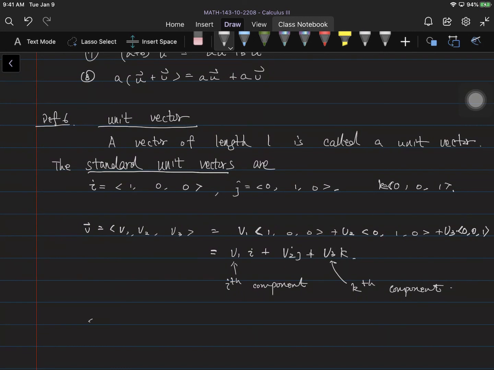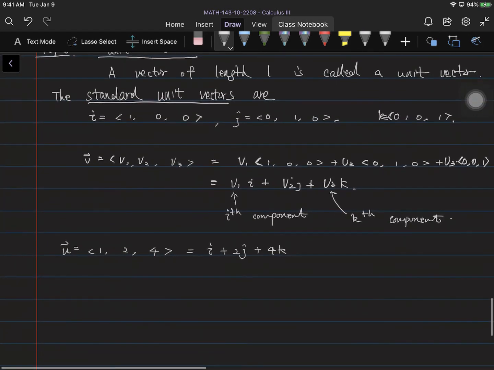For example, if we have the vector given by 1, 2, 4, okay, we can write this another way, which is 1 times i, so just i, plus 2j plus 4k. They both represent the same vector. You can use either way. Okay.